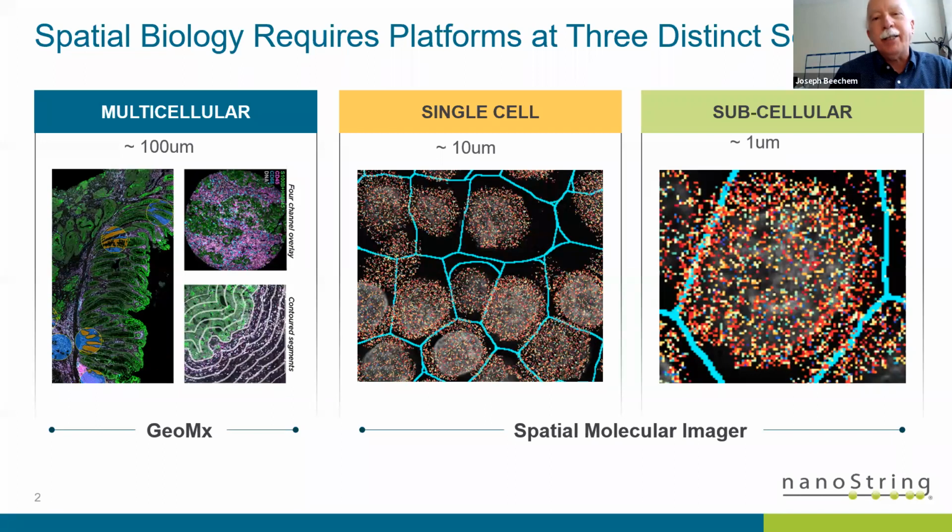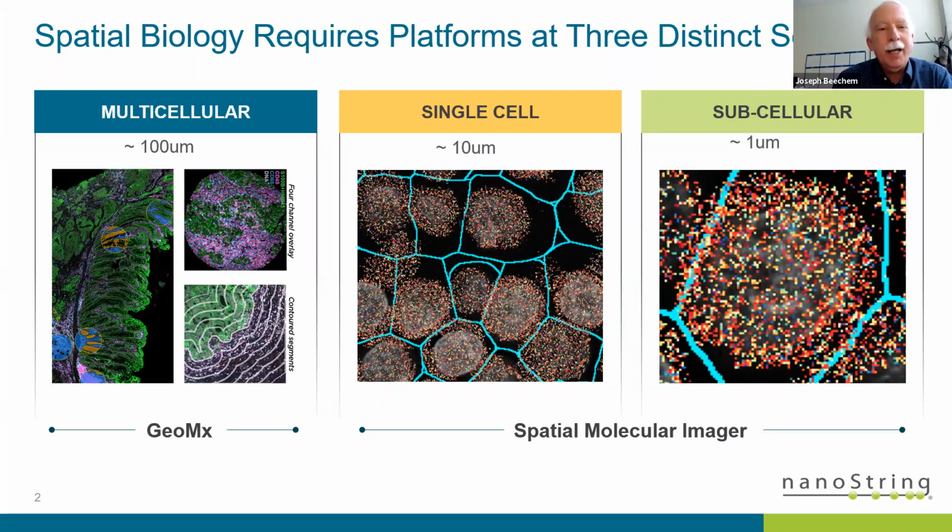Things like the glomerulus of a kidney is about 100 microns. Islets of Langerhans in a pancreas is a couple of 100 microns. So these higher order single cells all assemble to do function, and that's what Geomics DSP was designed to probe. At the same time, we were working on a subcellular and single cellular high-plex technology called the Spatial Molecular Imager that I'm going to emphasize today, where you can look at the private lives of the cells as they organize into these aggregate functions.